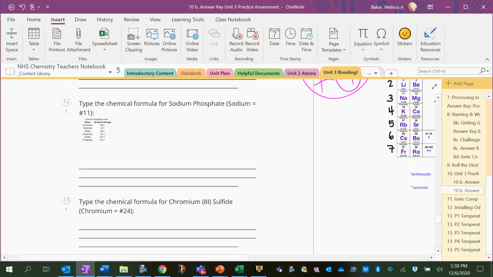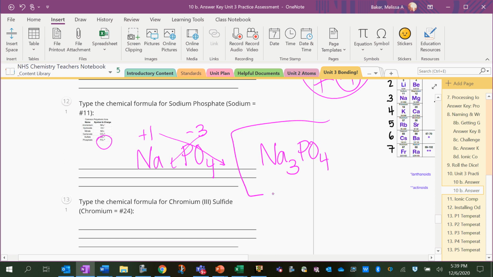And then this one, type the chemical formula for sodium phosphate. Sodium has a +1 charge according to the periodic table, and phosphate on the polyatomic ions has a -3. So when you crisscross the charges, you get Na3PO4.